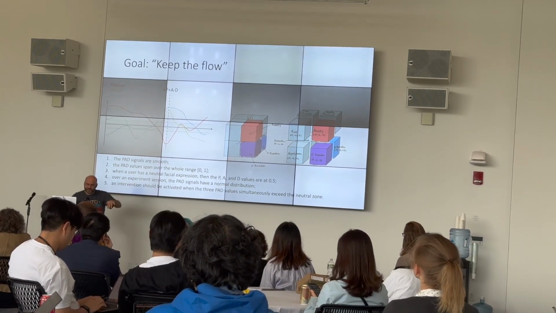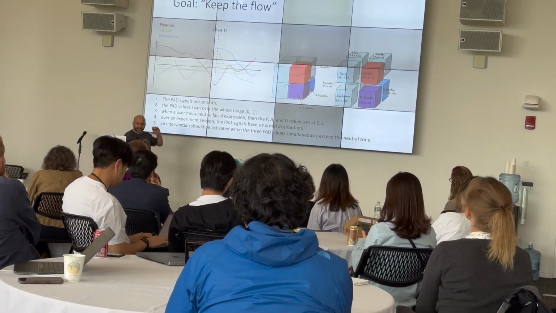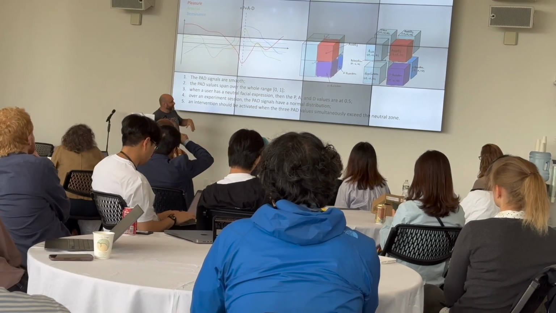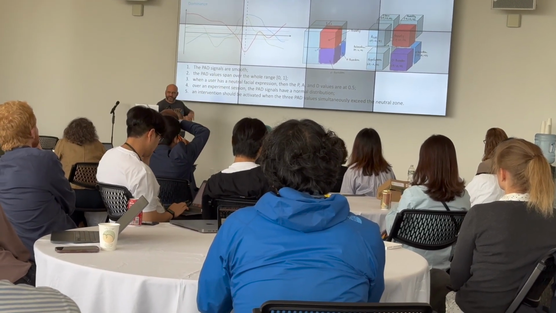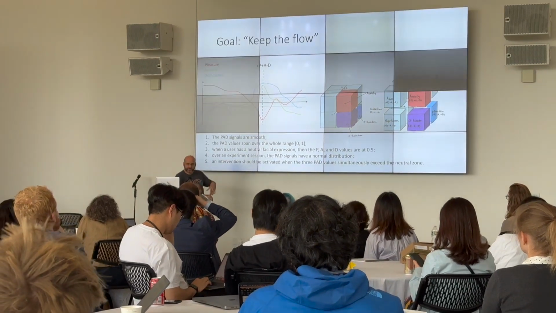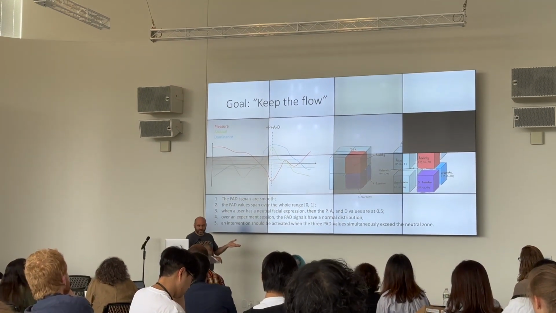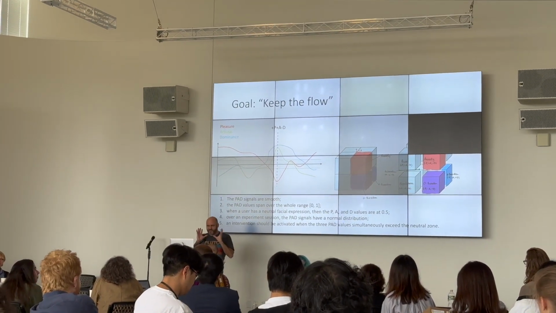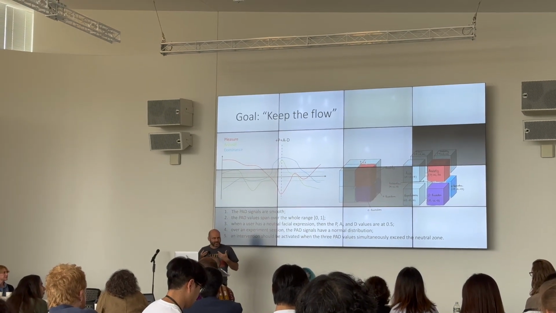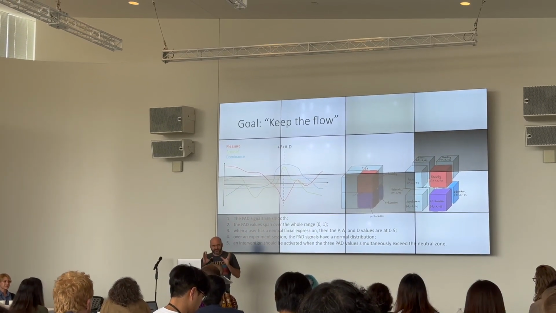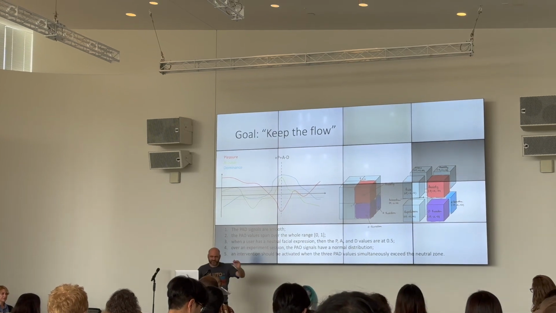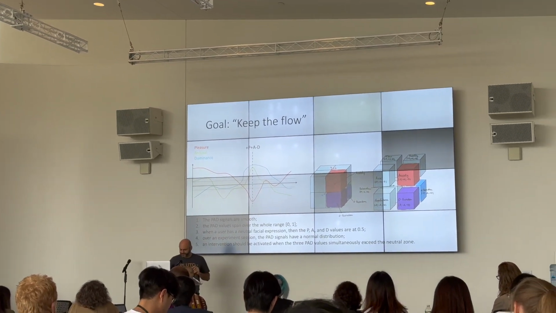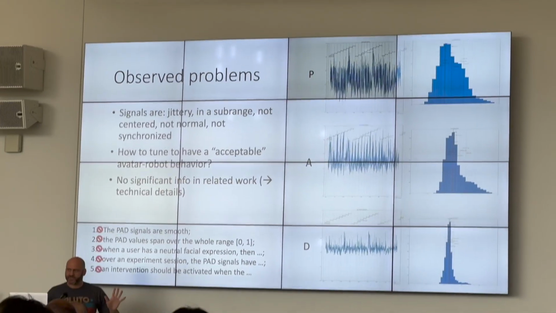Now we switch into the engineering part. These 3 signals are very smooth. They cover the range, normalized from 0 to 1. The distribution is normal, and we also assume that when somebody is not having a facial expression, I mean is neutral, it means no facial muscle activation, all the values are perfectly centered at 0.5. None of them is true.